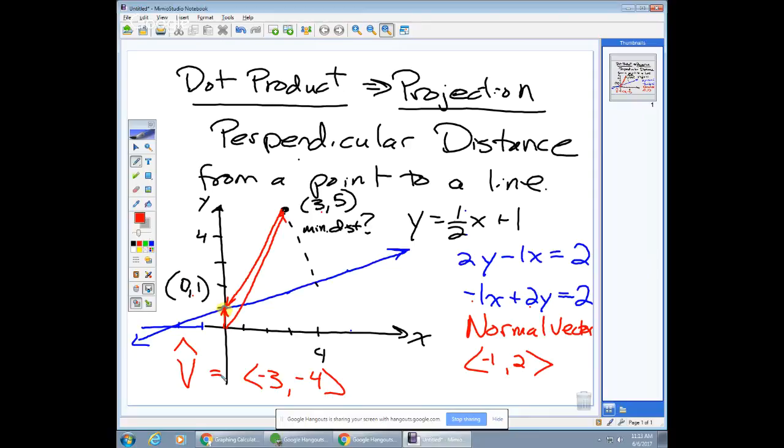All right, so the next thing we want to do is take the projection of this vector onto our normal vector. And if we do that, it should give us this distance right there. So I'll take this to a new screen in a second. So we want the projection of our vector v that we just created onto our normal vector.